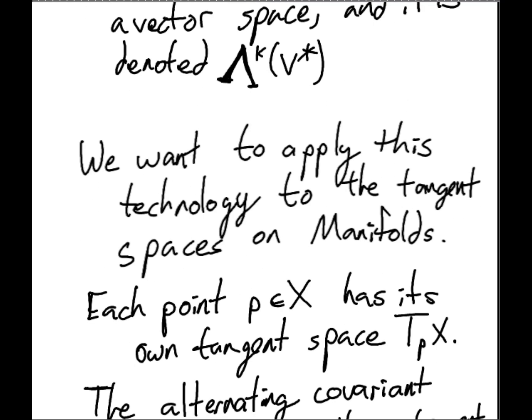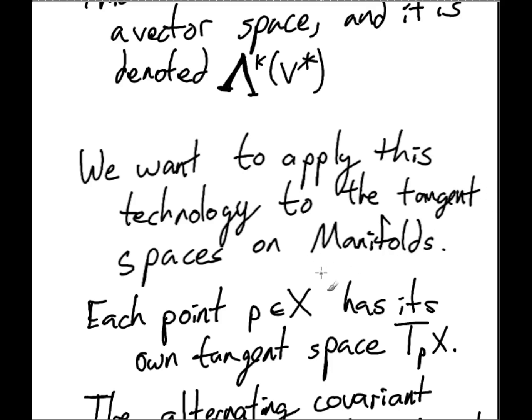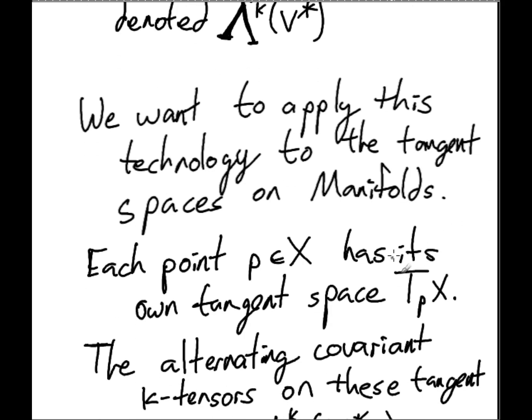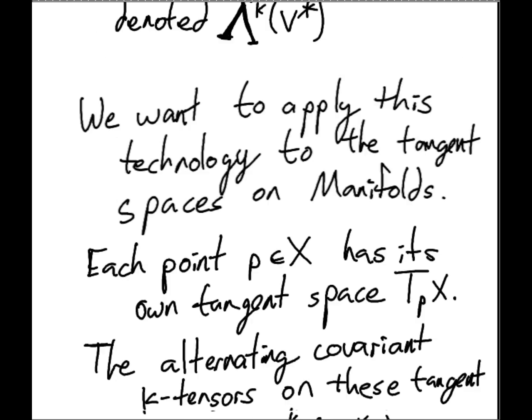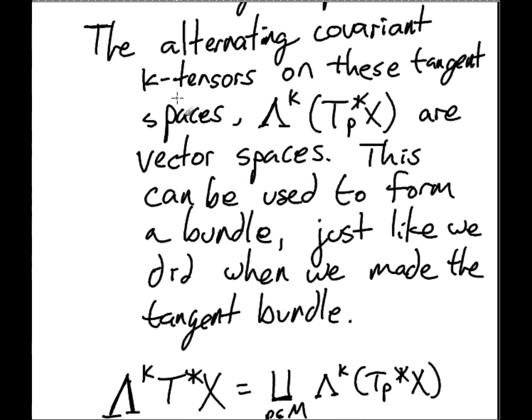Now we want to look at this in the context of topology. What about on some arbitrary manifold? If each point P has its own tangent space, then this dual space is going to be different for each point in the manifold. And so this algebra that we have of these k forms is going to be acting on different spaces, right? So we have to make sense of that. The alternating covariant k tensors for each of these tangent spaces, these lambdas to the k's, all have the structure of a vector space.